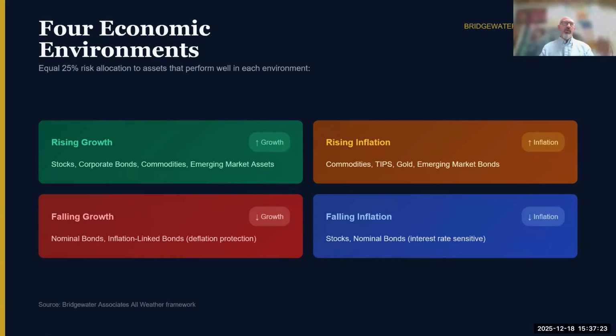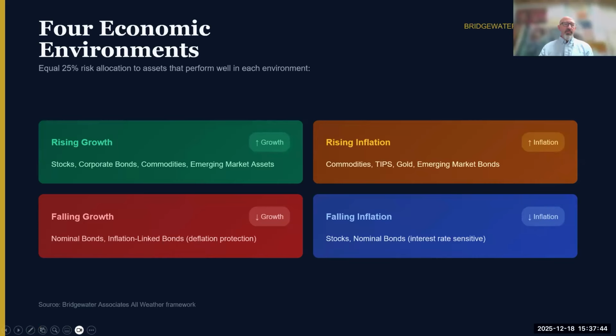So if they see rising growth, they'll overweight that category by increasing their leverage, or borrowed money, margin in that area, and they will actually add a little bit more oomph to the portfolio. If it's a rising inflation environment, they'll reallocate a lot of those margin dollars towards that direction.